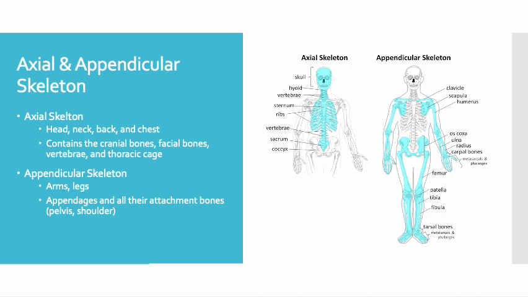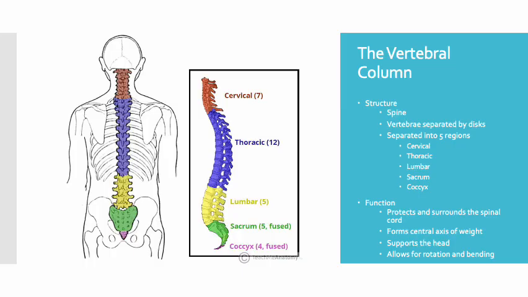The appendicular skeleton involves everything within the arms and the legs and the attachment bones for them to the axial skeleton. So this is your arms, legs, your pelvis, and your shoulders. First, let's talk about the vertebral column.